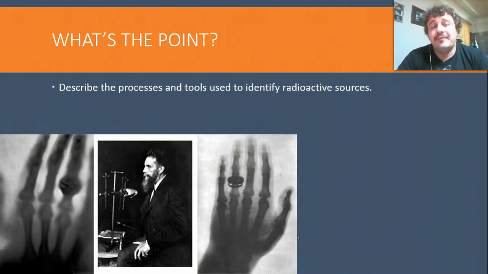Alright, so what's the point? By the end of this, you need to be able to describe the processes used and the tools to identify radioactive sources in 4 instances. They're not too hard, and you can probably tabulate them as process, tool, and description, if you want. It's up to you.